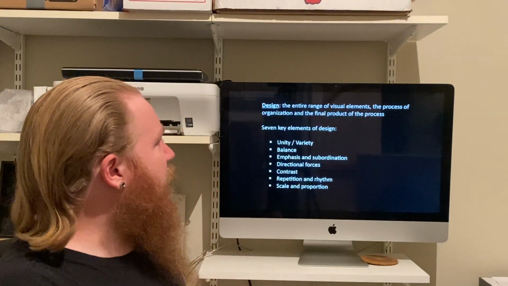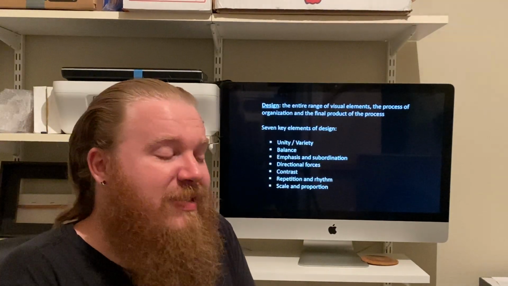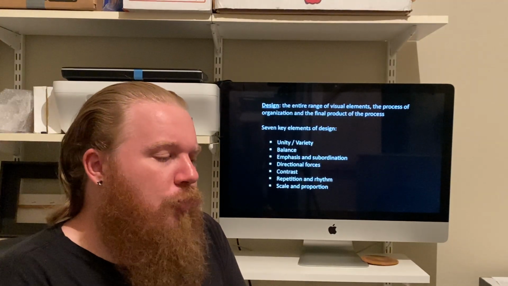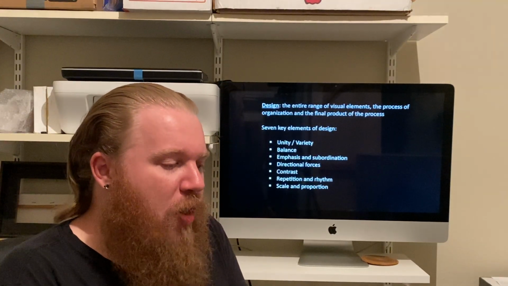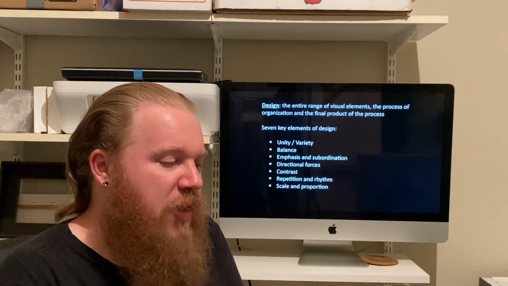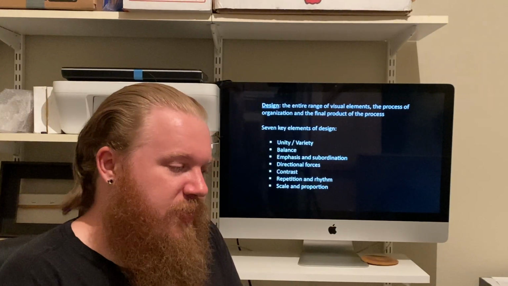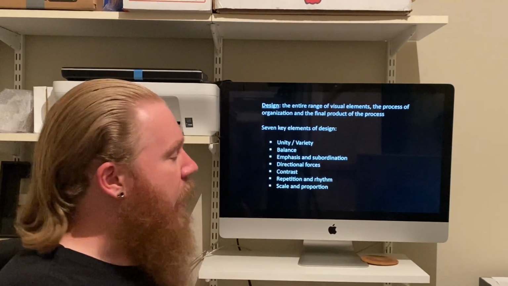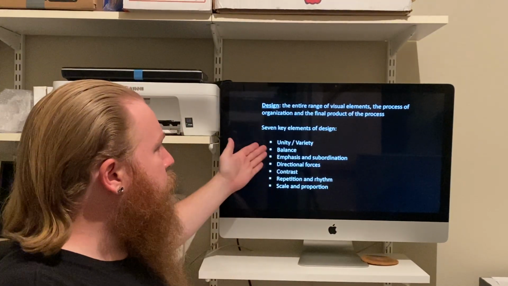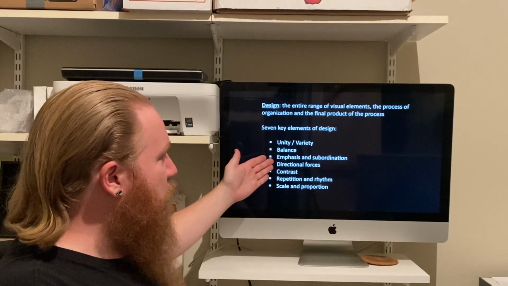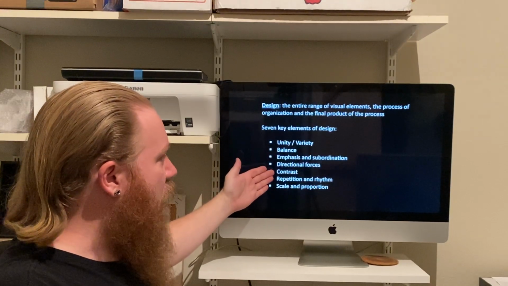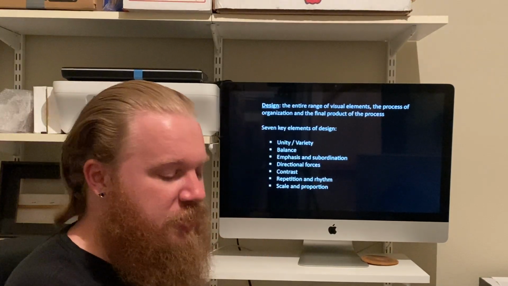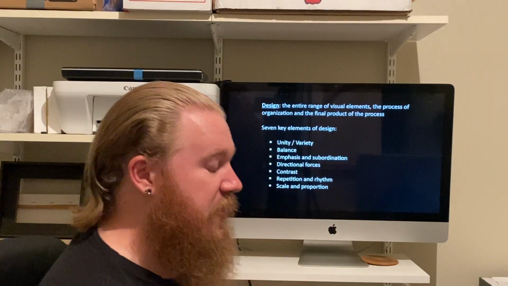Now, aside from that, we can also talk about design. And design refers to the entire range of visual elements, the processes of organization, and the final product of that process. So there are 7 key elements of design that we'll be talking about today. And they are unity and variety, balance, emphasis and subordination, directional forces, contrast, repetition and rhythm, as well as scale and proportion. And so we'll see examples of all of these today.